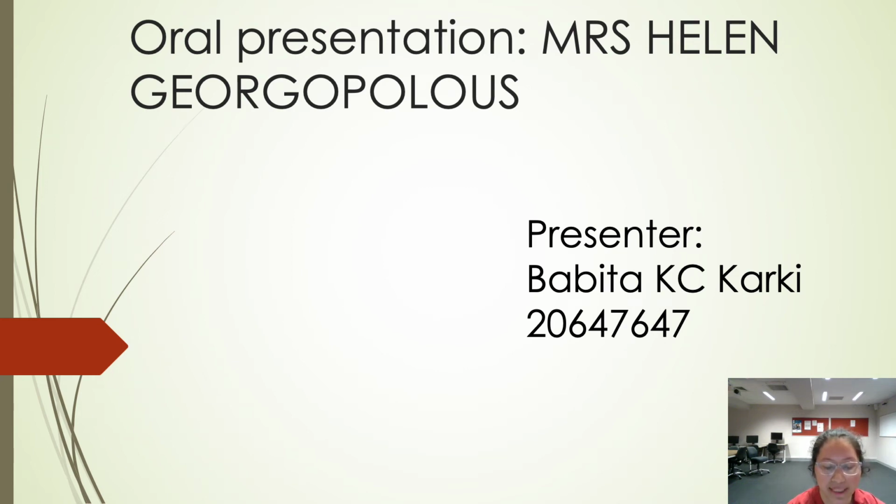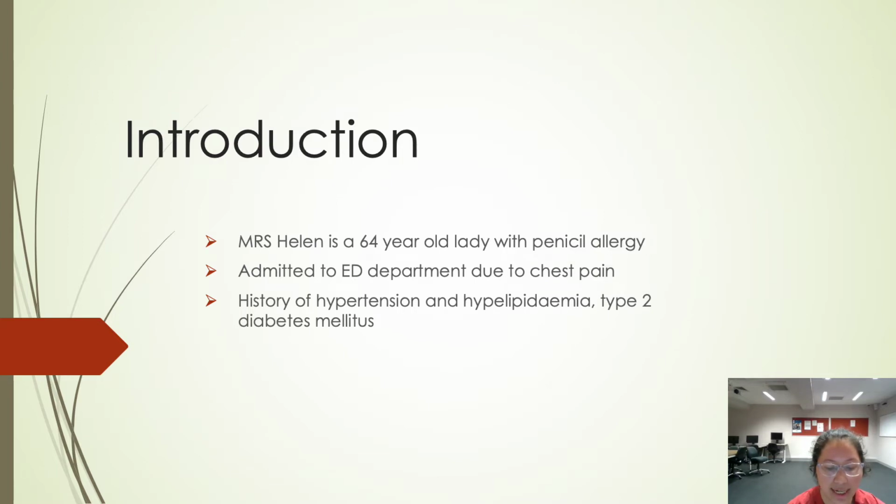Today I am going to present the case study of Mrs. Helen Georgopoulos, who is a 64-year-old lady. She is allergic to penicillin. She has been admitted to the emergency department due to chest pain radiating to the jaw. She has a history of hypertension, hyperlipidemia, and type 2 diabetes mellitus. Currently, she is diagnosed with acute anterior ischemia, sinus tachycardia, and is diaphoretic. So now I am going to answer the four questions related to the case study.